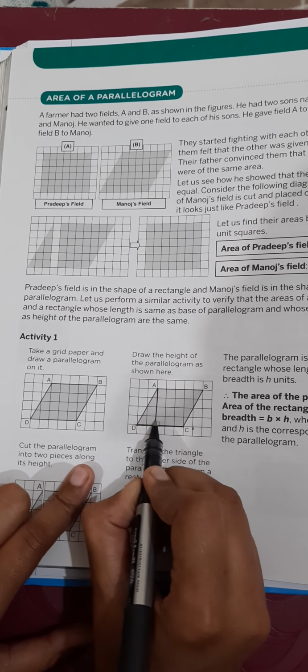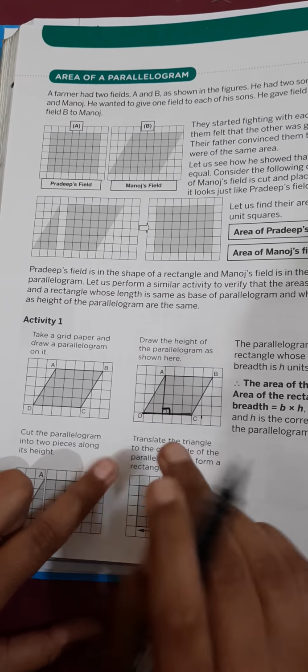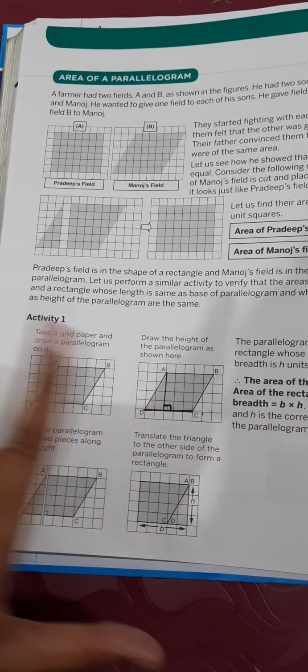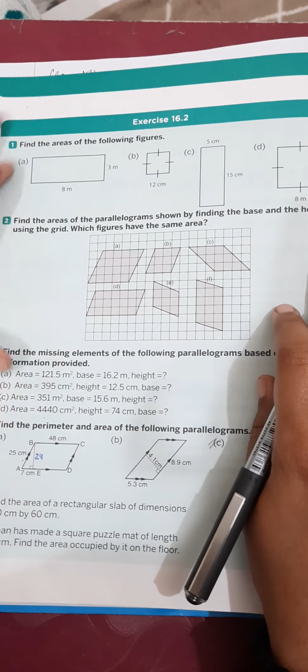Okay, height means always making an angle of 90 degrees along with the base. So the area of the parallelogram is base into height. Now on the basis of this, let us start with the question.